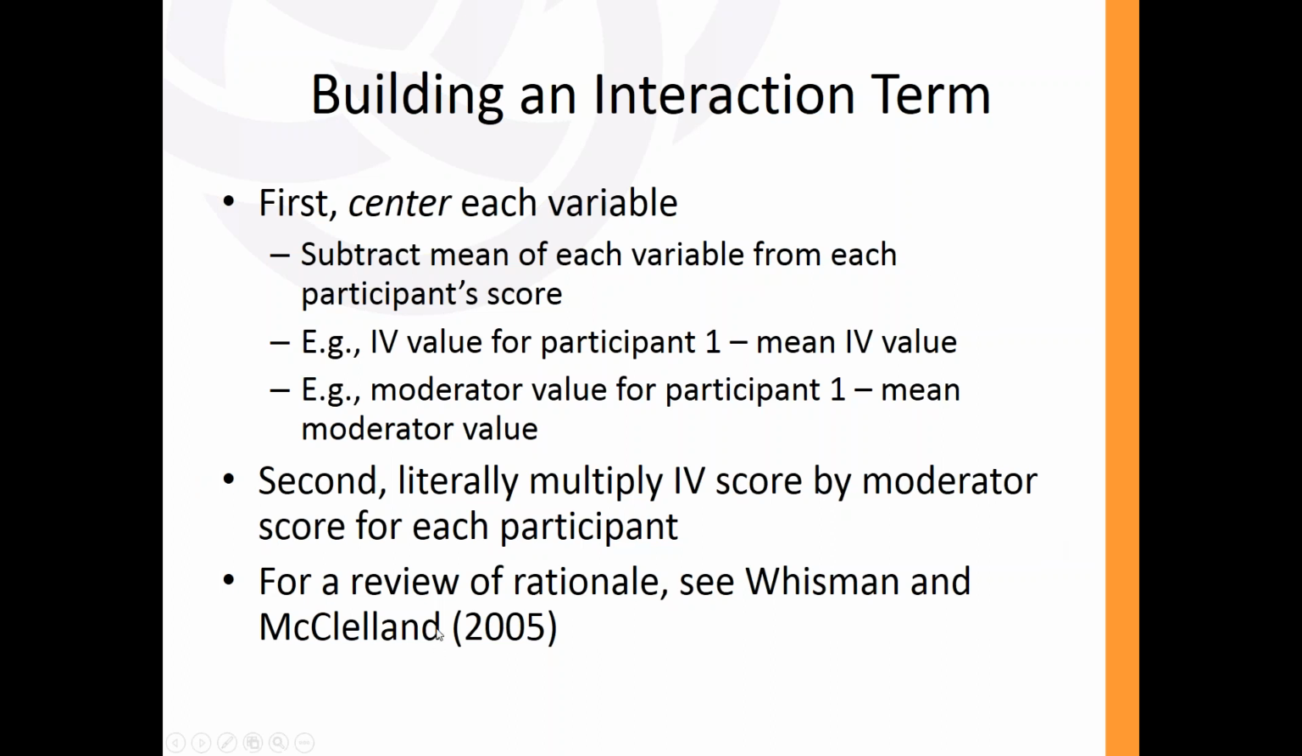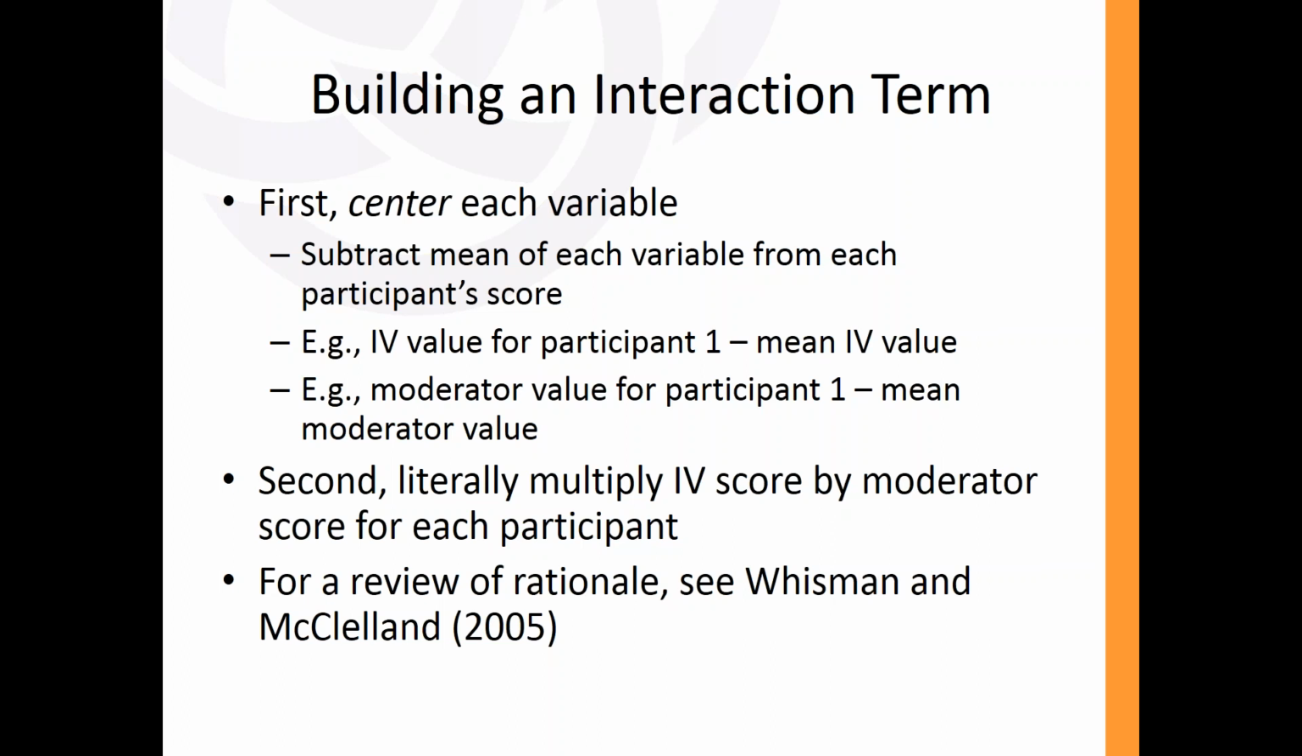And like I mentioned, there's a rationale for centering. And again, this Wissman and McClelland article does a pretty good job of that. They stay away from being too jargony, and they talk about it in terms that regular human beings can understand. It's not just for statisticians.